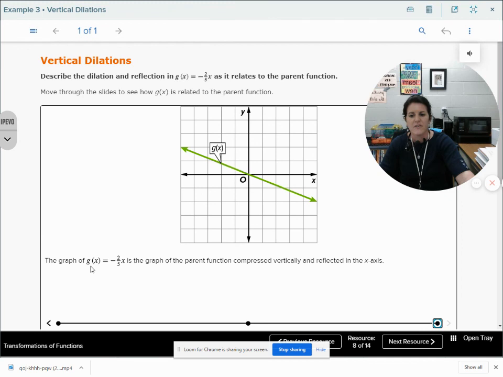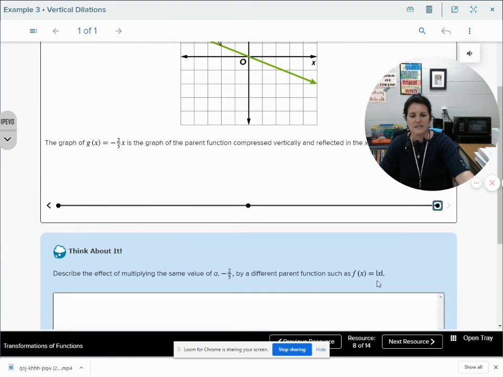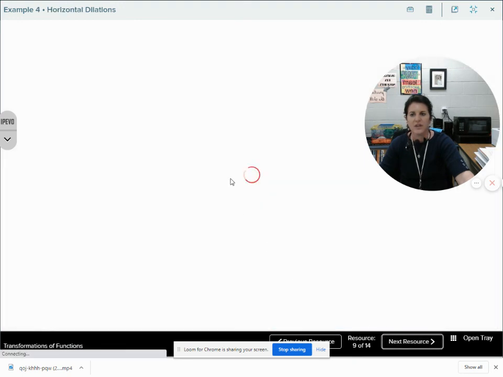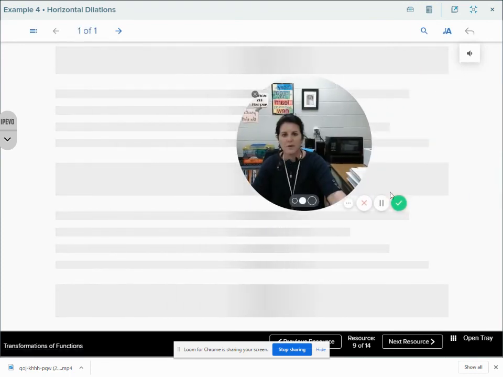So the graph of g of x equals negative 2/5 x is the graph of the parent function compressed vertically and reflected in the x-axis. All right, so we're going to stop this video there for today, and we will begin tomorrow with example 4.